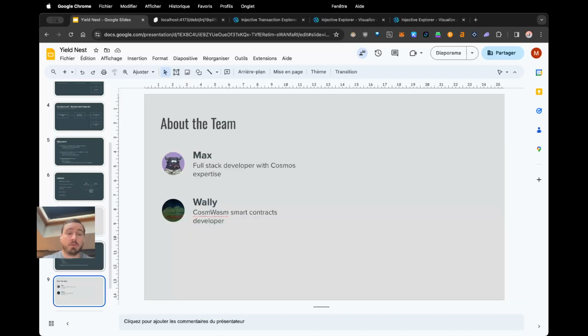About our team, so there's two of us. I'm Max. I'm a full stack developer within the Cosmos ecosystem, and Wally is our Cosmos WebAssembly smart contract developer.